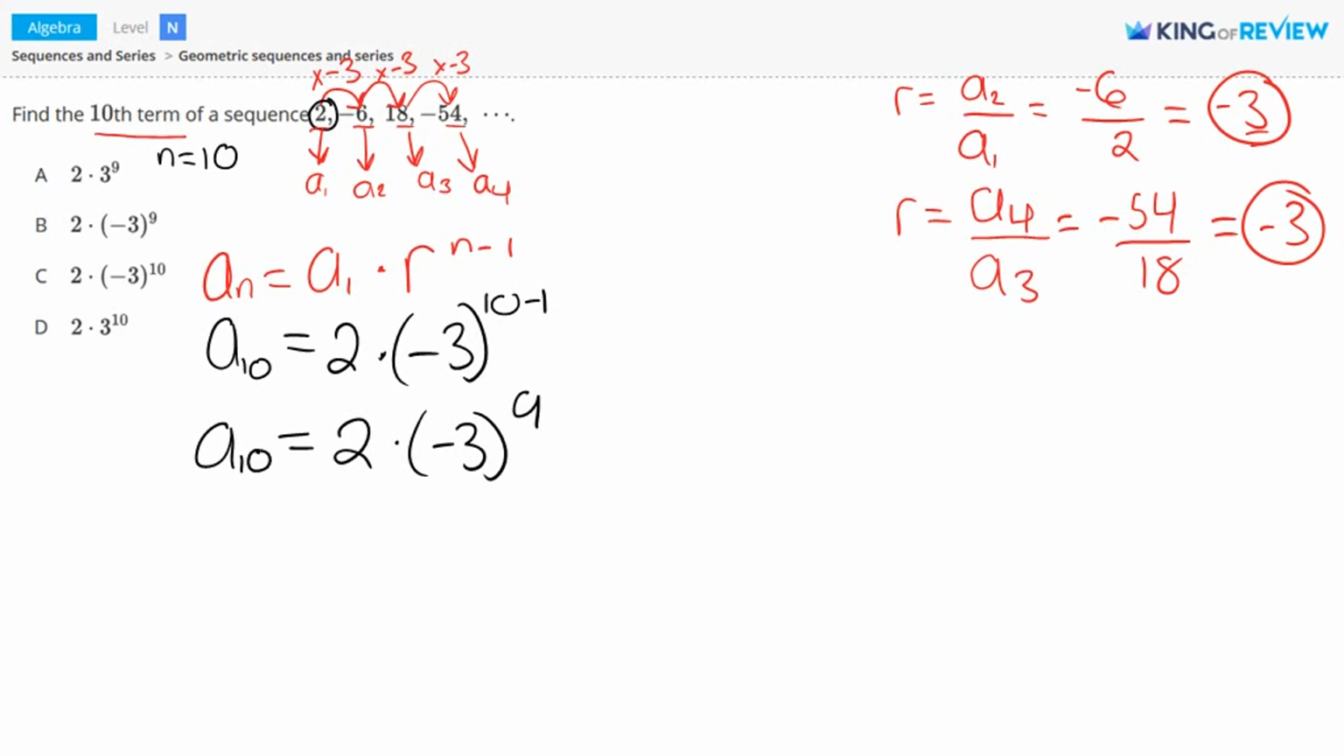So the 10th term is 2 times -3 to the 9th power.